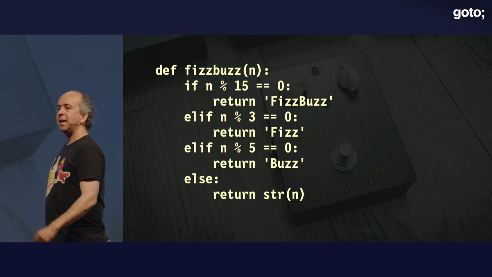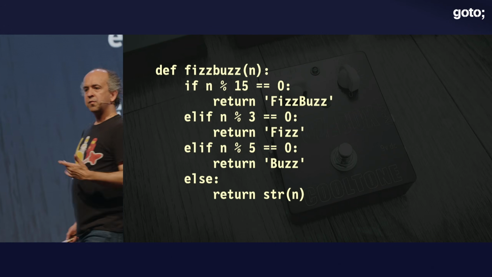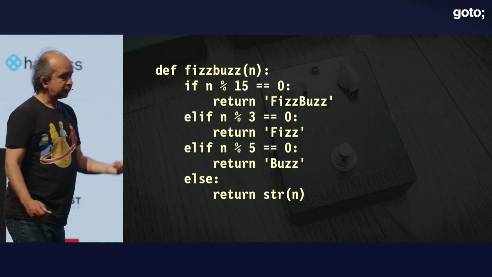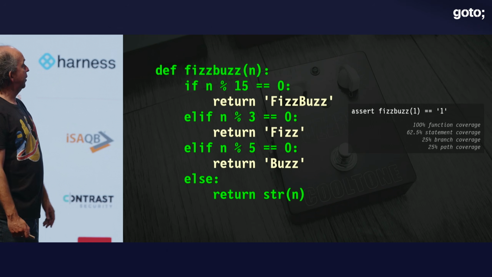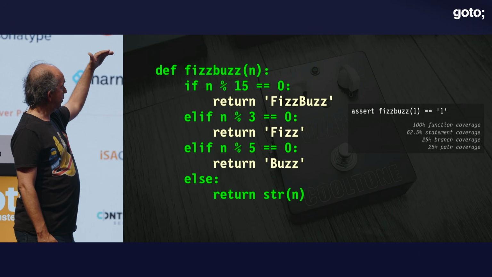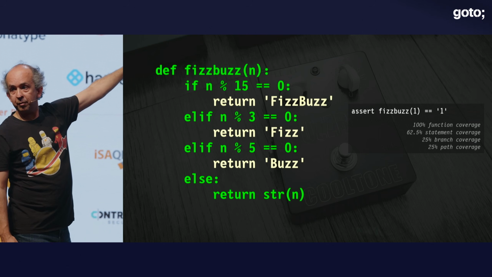Let's go to this one. This one's much more honest. It doesn't have intermediate state. This is an interesting thing. This function is simpler. It doesn't use control state or variable state. And it's also more honest. At this point, I have 25% path coverage. I have 25% branch coverage, but more importantly, 62.5% statement coverage.